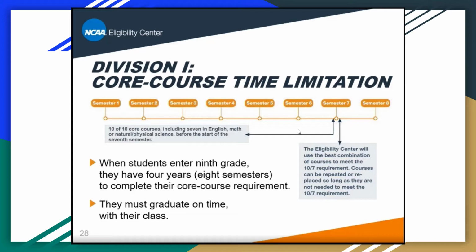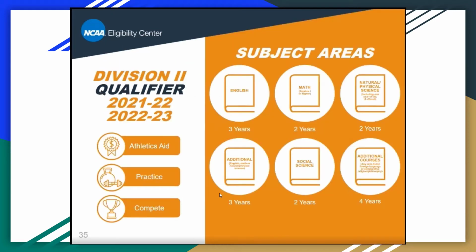And this is huge. The reason for this, I can speculate, but we don't know. I will say that they are very, very strict with this until this year, and we'll get to that in a minute. Now let's talk about the Division II subject areas for qualification. Again, you notice right here under English, there's only 3 years required, and that is a difference.